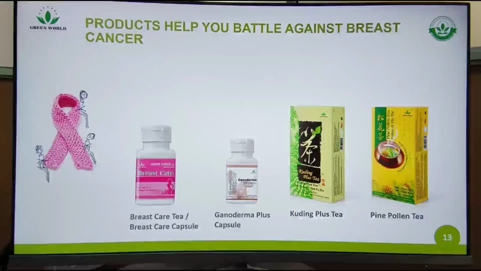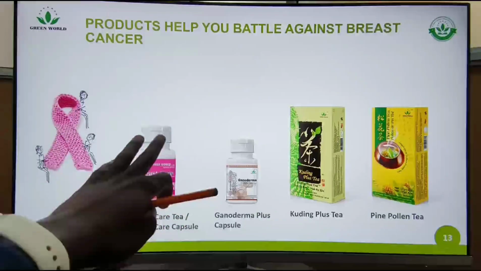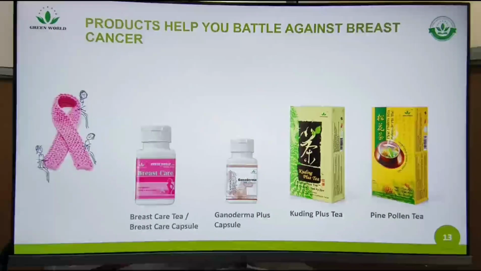For example, for a lady suffering with breast cancer, apart from the Ganoderma, spirulina, cordyceps, and so on, we'll also add breast care tea or breast care capsule for the patient so that the breast can be taken care of. Ganoderma is already there, we talked about it. Then we'll also add Kuding Plus tea and also pine pollen tea. These ones will help in making sure that this person is battling the breast cancer properly, and it will avoid the complications of the breast cancer. It can also prevent the woman from having the breast eliminated through surgery.